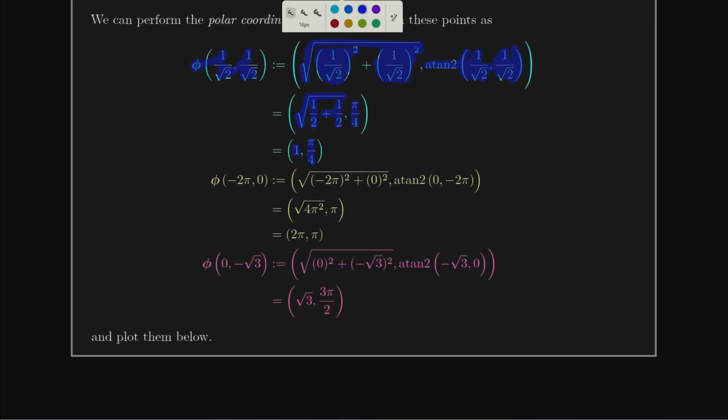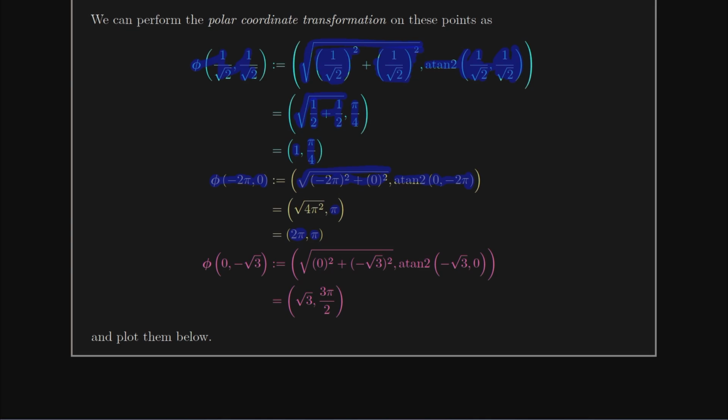Okay, we can also apply our coordinate transformation to negative 2 pi and 0. We're going to take the square root of negative 2 pi squared plus 0 squared, which is just going to give me a positive 2 pi. And we take atan2 of y comma x, which because we have 0 for y and a negative x value, is going to give me pi here, because that's going to be on the left side of the unit circle.